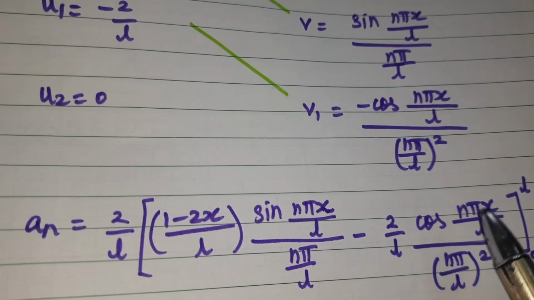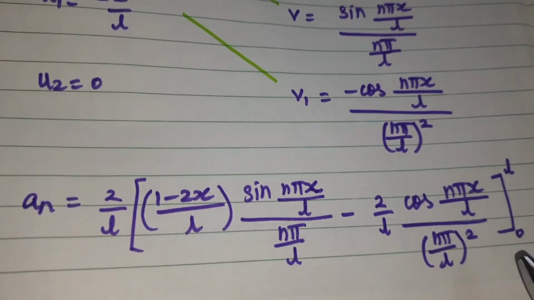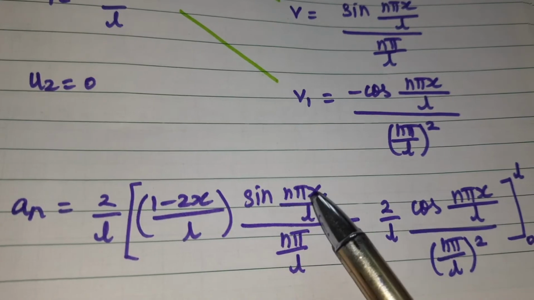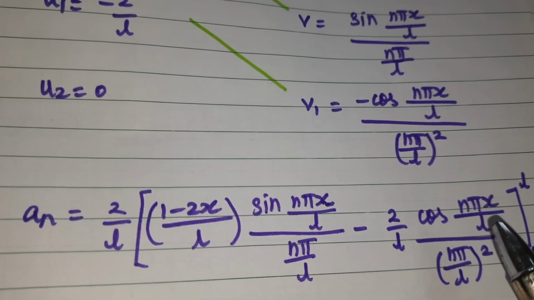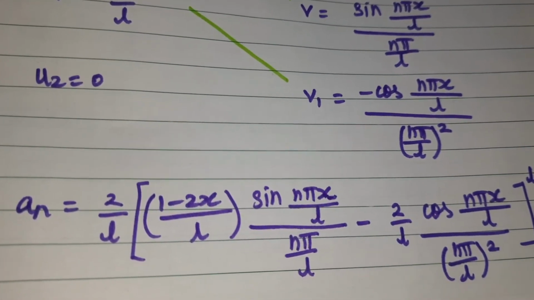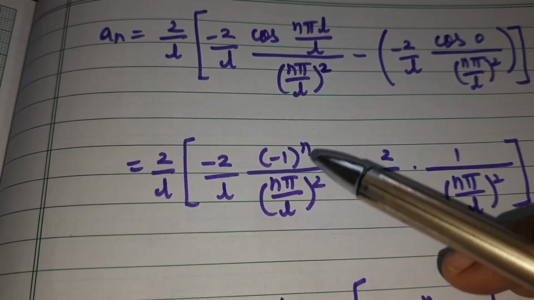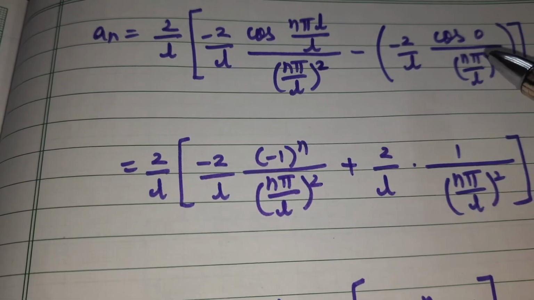So sin n pi is 0. Here cos n pi is minus 1 the whole power n. And minus of sin 0: when we apply 0, sin 0 is 0. And here cos 0 is 1. Therefore cos n pi is minus 1 the whole power n, and minus of cos 0 is 1.